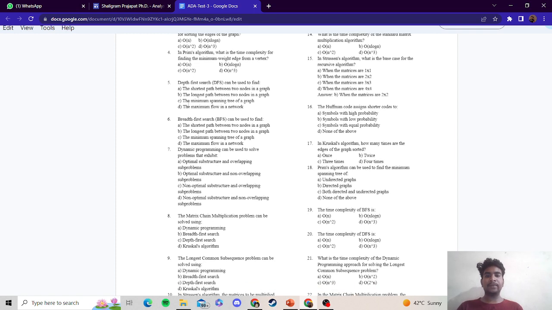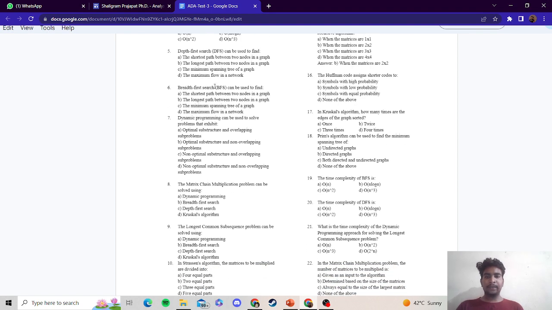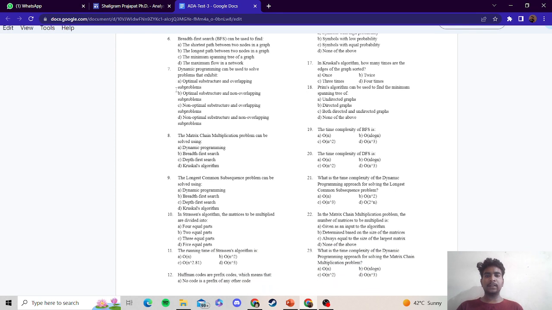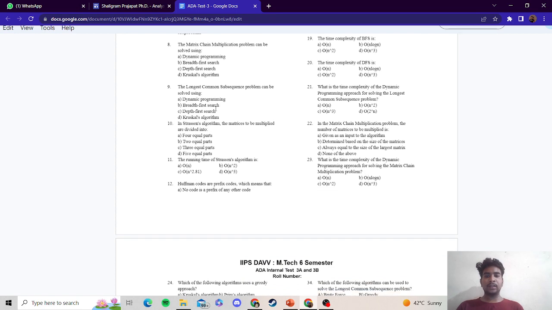Question number 5. Depth first search (DFS) can be used to find the longest path between two nodes in a graph. Yes. Breadth first search can be used to find the shortest path between two nodes in a graph. Question number 7. Dynamic programming can be used to solve problems that exhibit optimal structure and overlapping subproblems. Question number 8. The matrix chain multiplication problem can be solved using dynamic programming. Question 9. The longest common subsequence problem can be solved using dynamic programming.